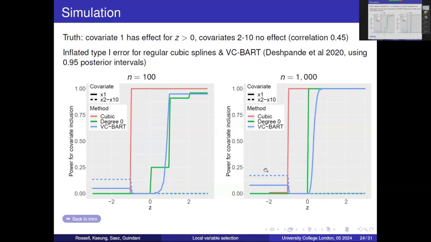So this is showing that there's false positive inflation, and even worse, the false positive inflation may not happen just near the boundaries where the tree transitions to an effect. It will happen anywhere. Here for trees, it happens quite far away. So you're claiming that there's an effect for z equals -3, even though the covariate only has an effect for z greater than 0, which is a serious mistake.